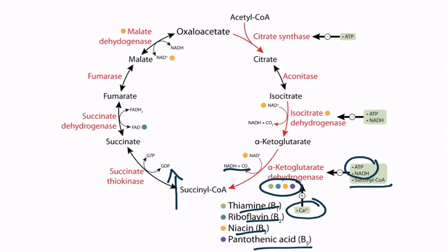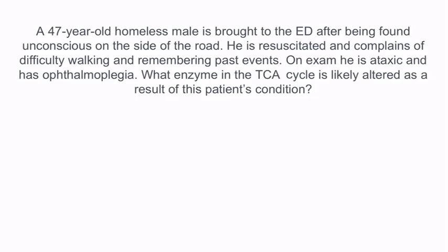Okay, let's do a question. A 47-year-old homeless male is brought to the emergency department after being found unconscious on the side of the road. He is resuscitated and complains of difficulty walking and remembering past events. On exam, he is ataxic and has ophthalmoplegia. What enzyme in the TCA cycle is likely altered as a result of this patient's condition?